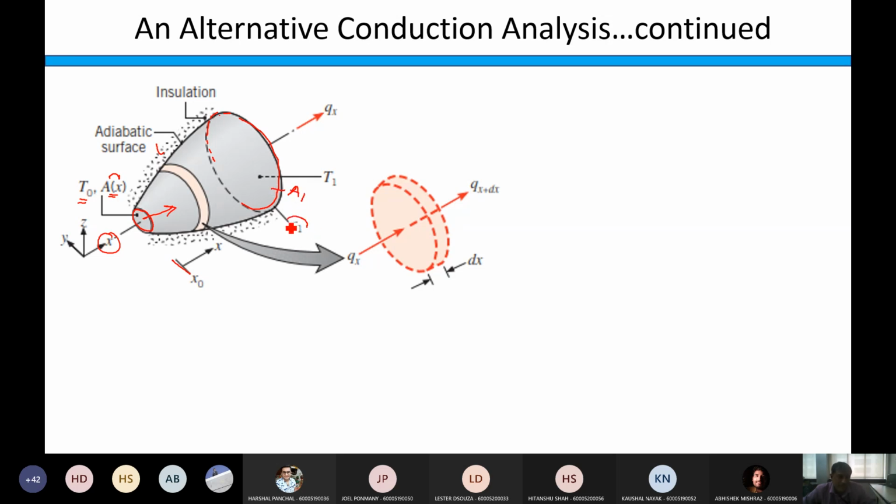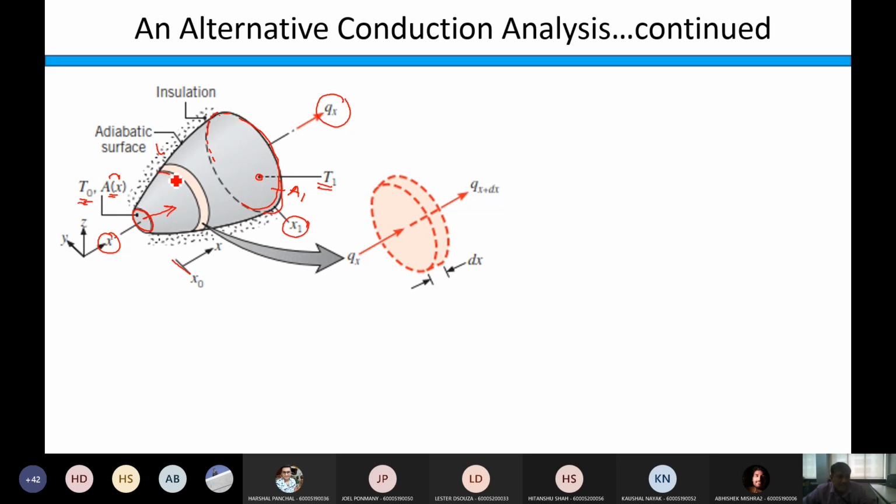And this is located at distance x1 from this, and qx is the rate of heat transfer along this x direction, which is shown here, right? And the temperature of this phase is T1. So here it is T0, and at the end phase it is T1. So this is what our geometry is, right?